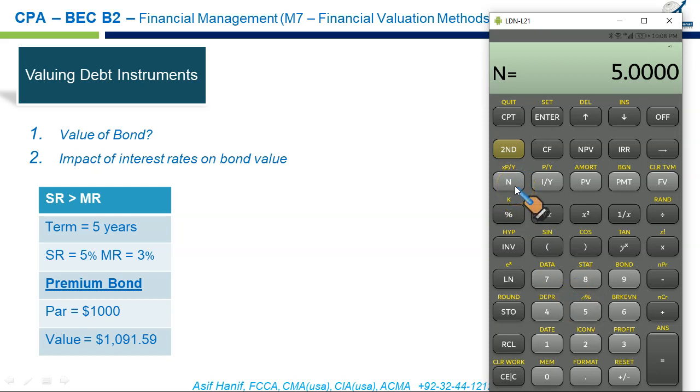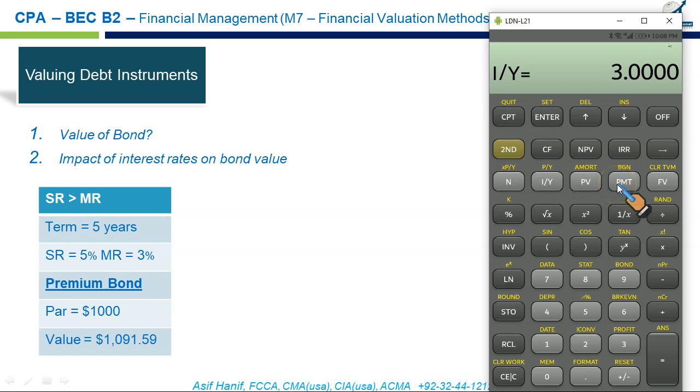The interest rate that is prevalent in the market, remember, this is what you should use for discounting. Remember, I/Y, that is the interest rate per period, is the effective market rate, 3%. Press 3, then the interest rate per period. Then next is the present value. That's what we want to calculate, the value of the bond.